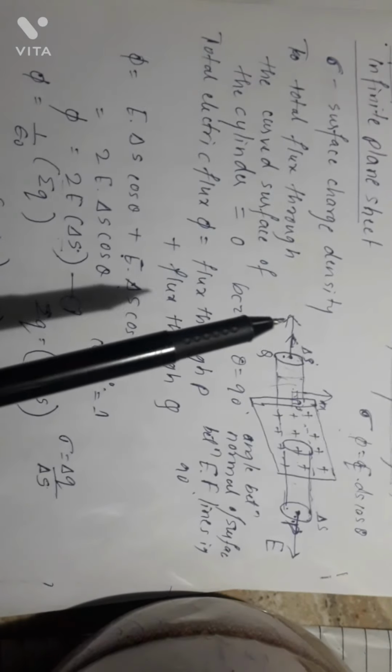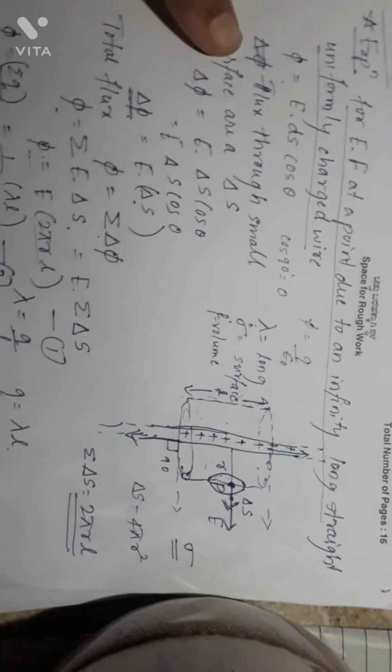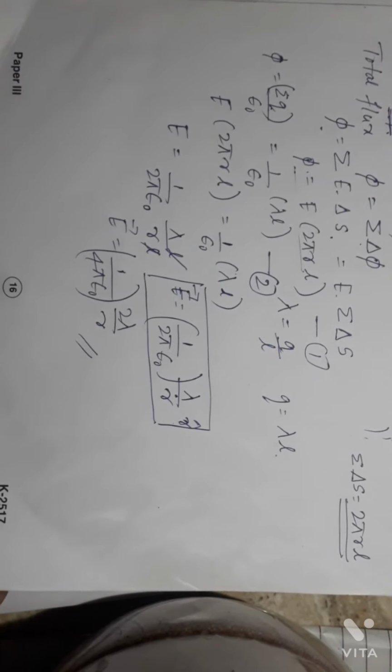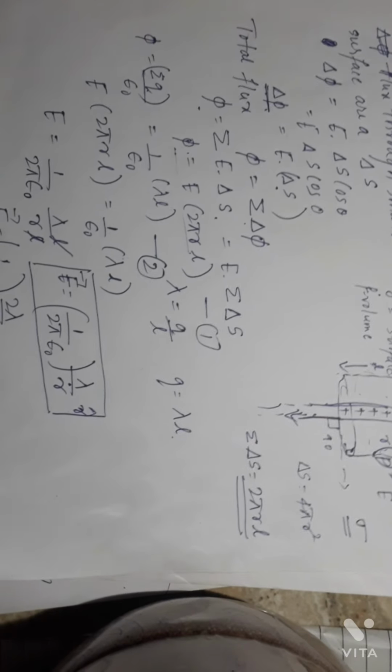These are the two main derivations of the application of Gauss law, where we have discussed this one, and also the long straight wire. I hope you have understood these two derivations. If any doubts, please ask me in the comment sections.